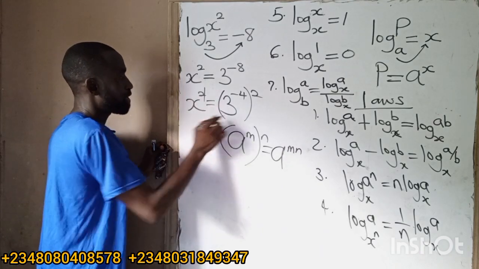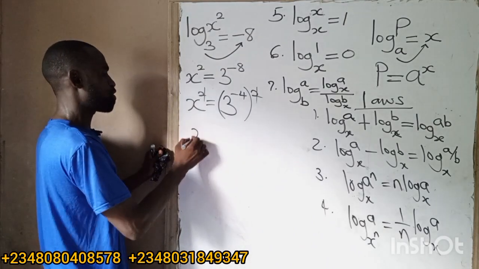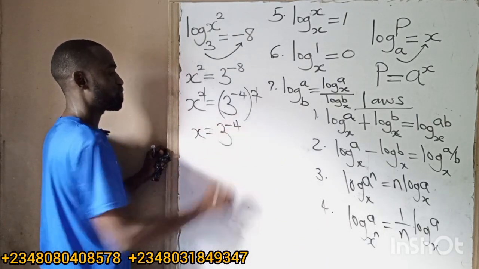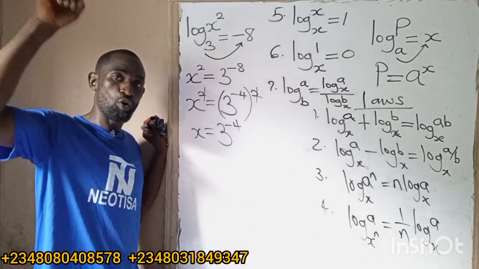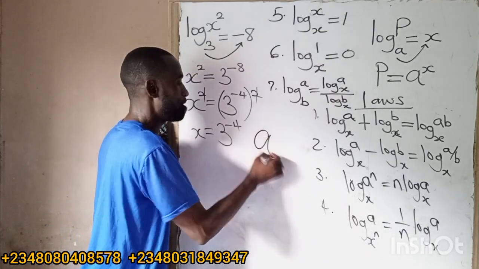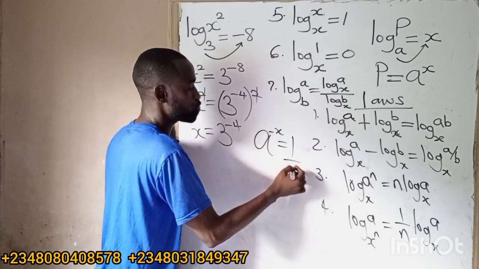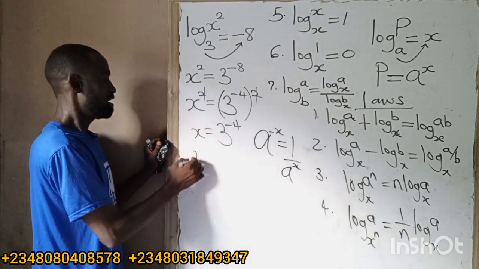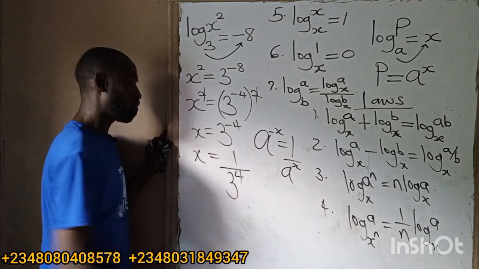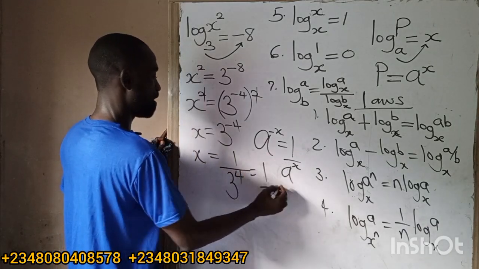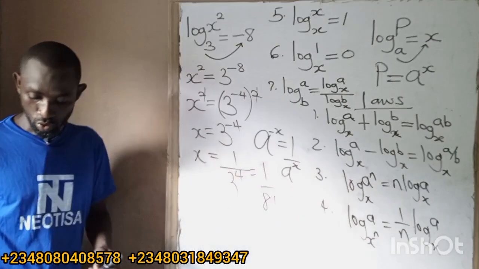So what's the next thing? These two we cancel out what now? So our s will now be equal to what now? S will be equal to 3 raised to power minus 4. Under the negative index law of indices, if I have a raised to power minus x, our answer will be equal to 1 all over a raised to power x. So this one now becomes s is equal to 1 all over 3 raised to the power of 4. And that will give us 1 all over 81. So the correct answer to that question is 1 all over 81.